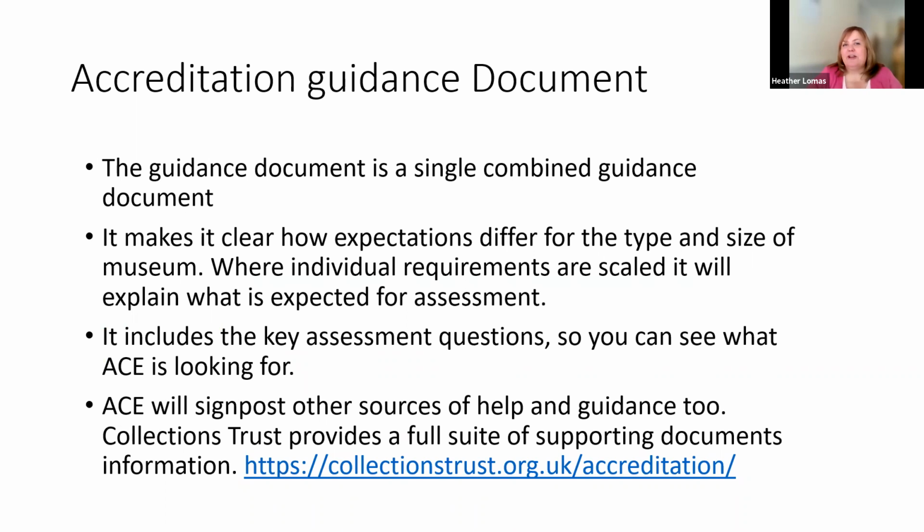Just to remind ourselves about the accreditation guidance document, it brings together all of the guidance for all areas of the accreditation standard. It makes it clear how expectations differ for the type and size of museum. So where individual requirements are scaled, it will help explain what is expected for assessment. So do make sure you look at that. It includes key assessment questions, so you can see exactly what Arts Council England is looking for. There's no surprises there. It's all really clear and transparent. Arts Council will signpost other sources of help and guidance too, and Collections Trust provides a full suite of supporting documents on their website. So do go there and have a look on that too.